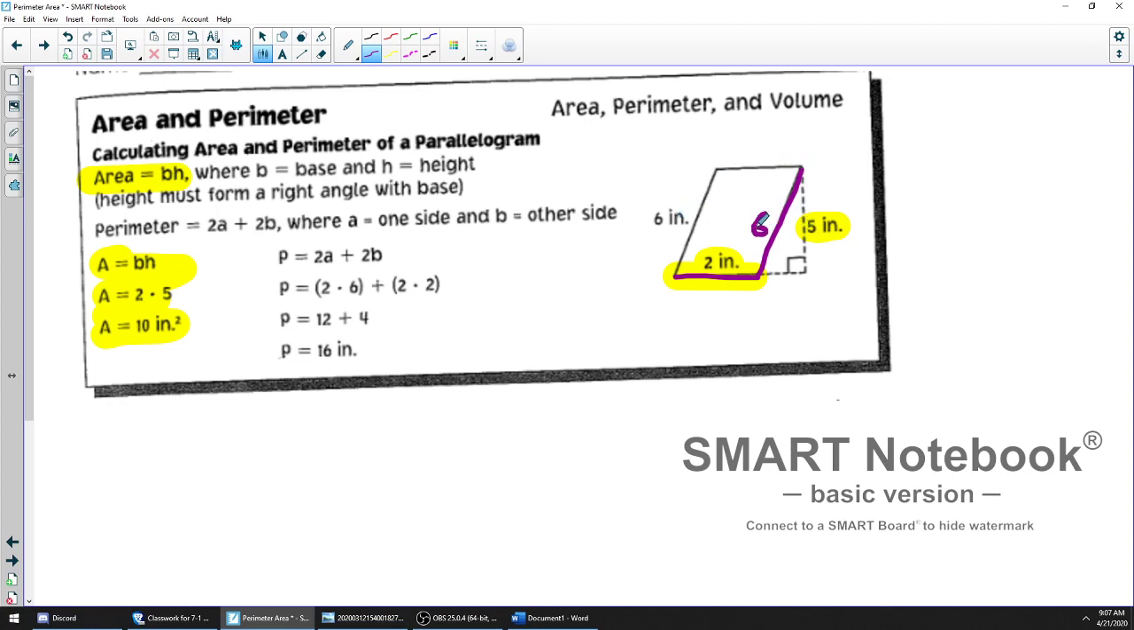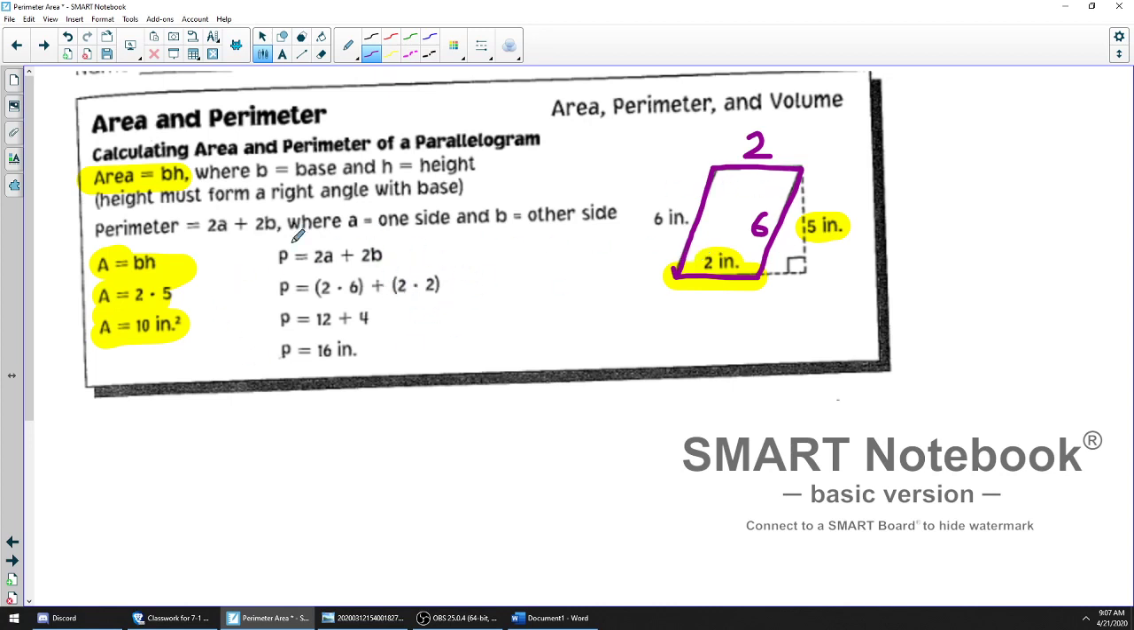Remember, parallelograms, opposite sides are the same. And with that knowledge, what would this one be? If you said 2, you're correct. It's on the opposite side of the parallelogram. And we know the side says 6. So how would I do it?